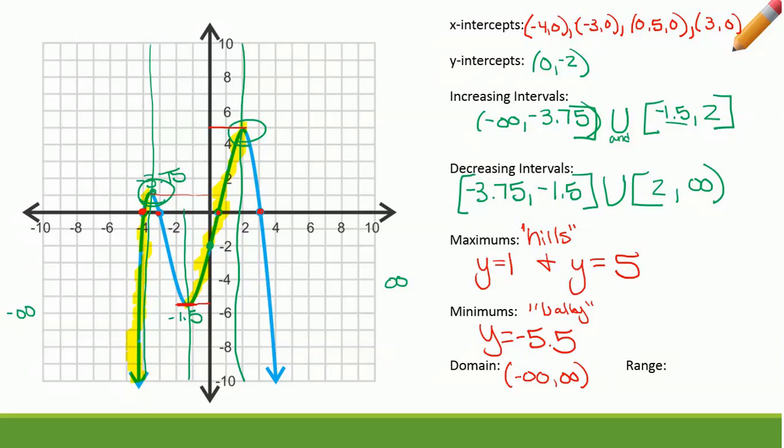What about range? Well, I'm covering all the negative y's, right? But I'm not covering all the positive y's. I'm stopping right here. This is the highest point on my graph, right? So my highest point is at 5. So I'm going to say I start at negative y's and I make it all the way up to 5, but no more than 5.